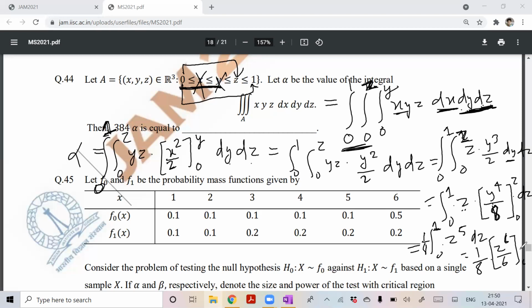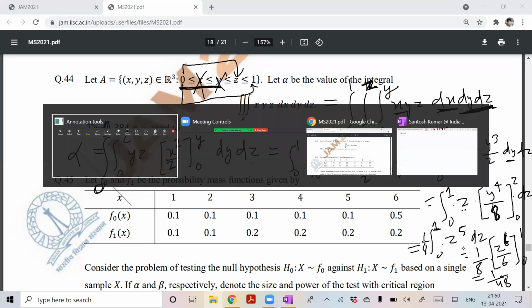And the limit is from 0 to 1. So it will be 1 by 48. Finally, the answer is coming 1 by 48. So alpha I get 1 by 48. Okay, so 48 alpha I got 1.